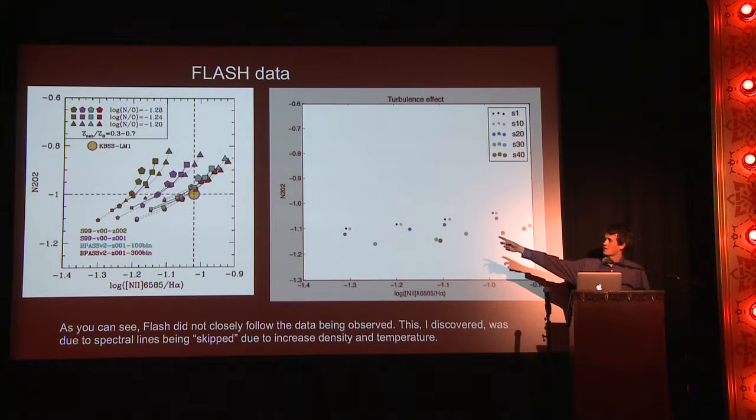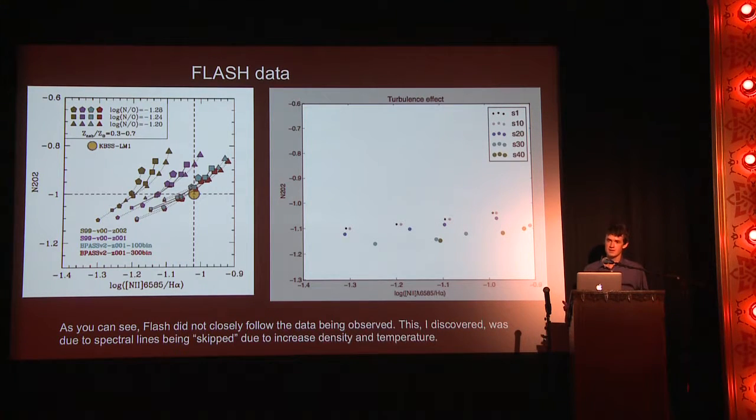As you can see, the data on the far left is our observed data, and that is what we were trying to match. The data on the right is our data, and it does not follow the lines. So I had to figure out why. This really confused us. Flash has been proved to work. It's very consistent. So why is it not working for our galaxies?